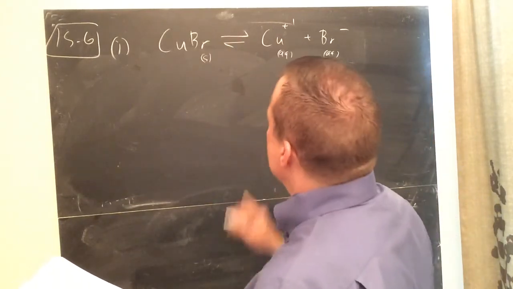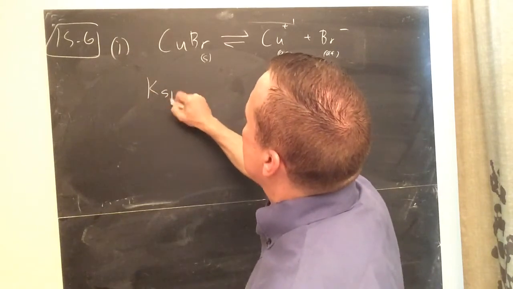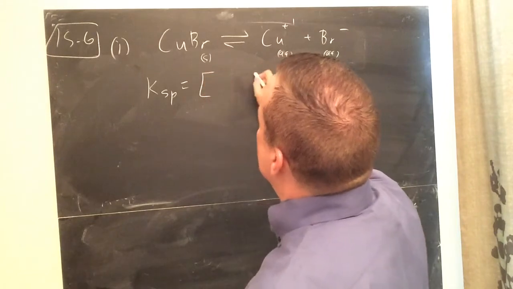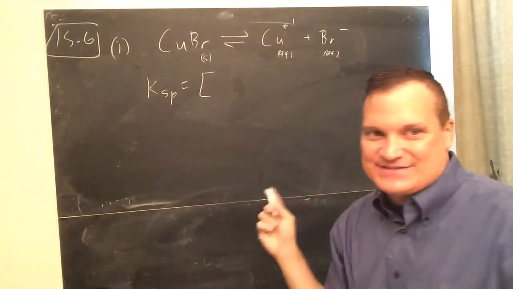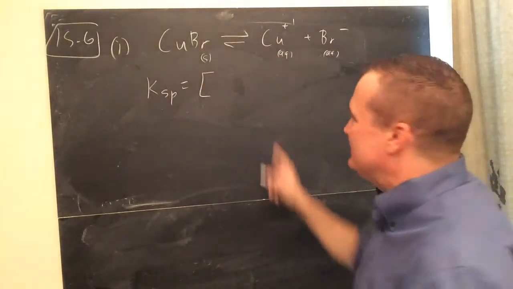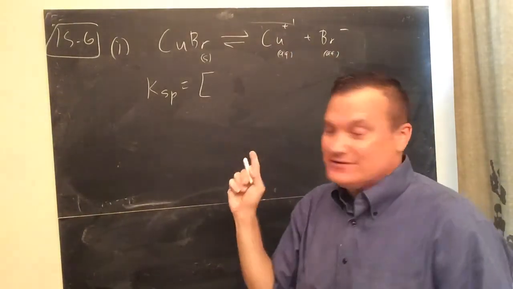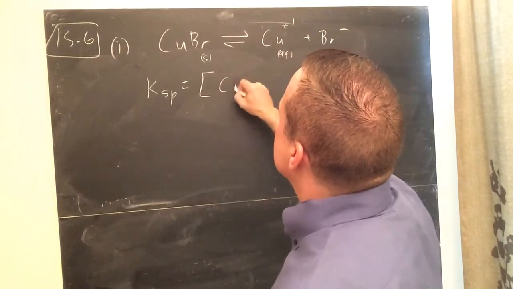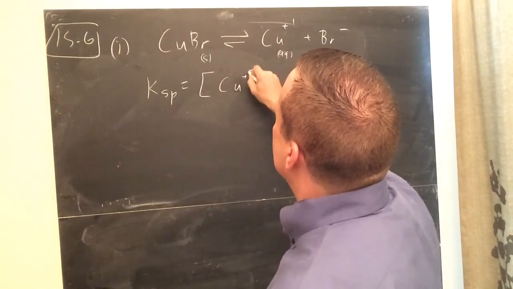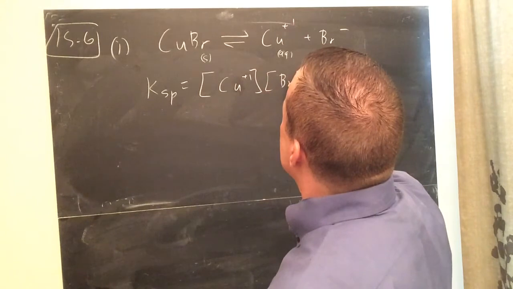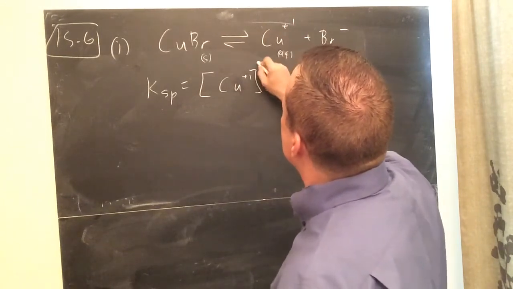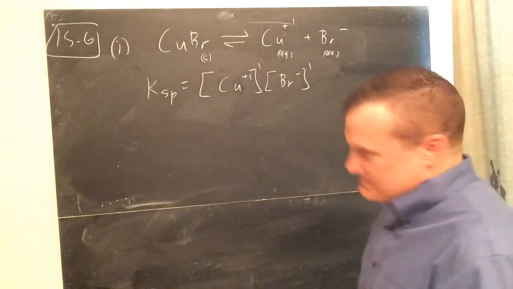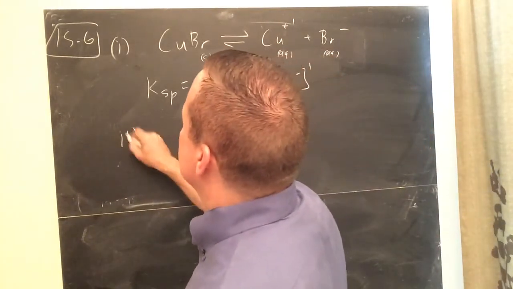Now, if I want to write the Ksp, remember what you do is you say, okay, I'm going to put in everything that is aqueous or everything gas. There's nothing gas here. There won't be any gases in Ksp. Well, if there's a gas, you leave it out, okay? Because the Ksp will only have molarities, aqueous, aqueous. Cu plus 1 and Br minus 1, and they're both 1, 1. So that's it. Number 2 is much better, and I should have done it first, but oh well.